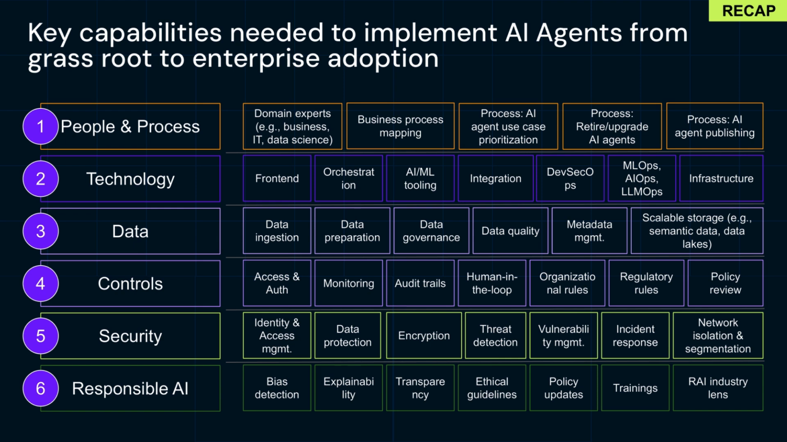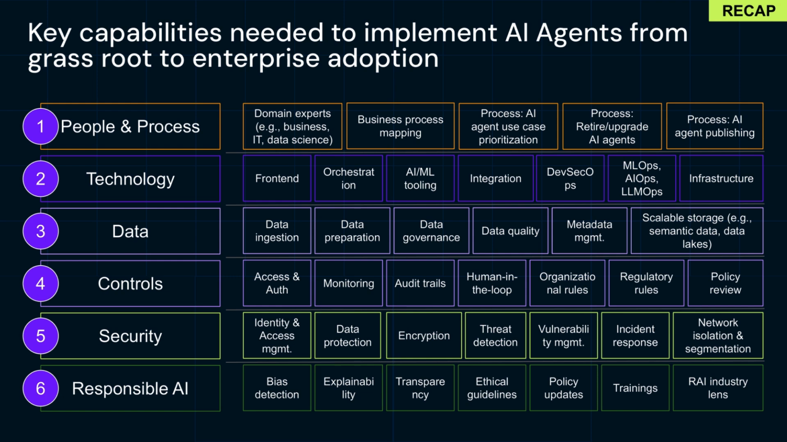Now, let's do a quick recap of the core capabilities and enterprise needs to activate AI agents from grassroots to enterprise level. So, we typically focus on six capability dimensions. One was people and processes. So, this is about cross functional collaboration, domain expertise, governance, and overall lifecycle management. Number two, technology. Front end interfaces, AI ML tooling, integration, and infrastructure readiness.